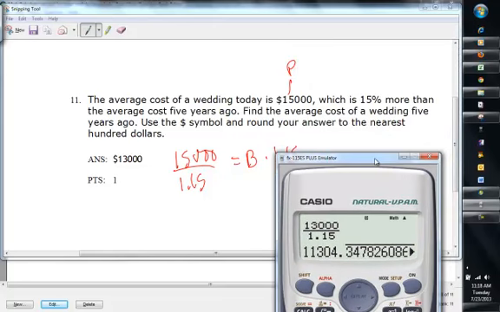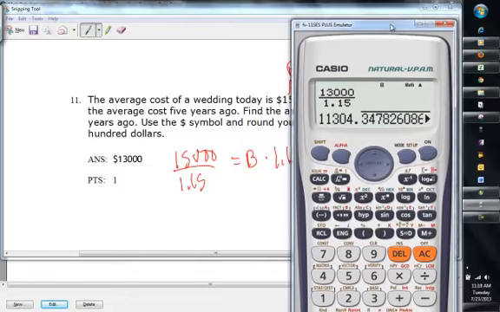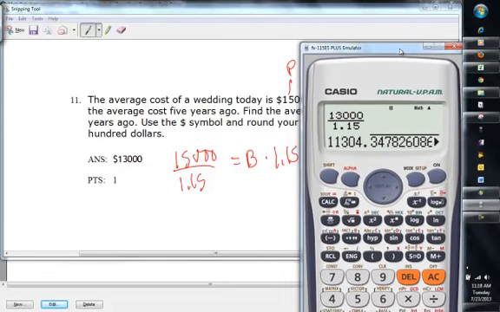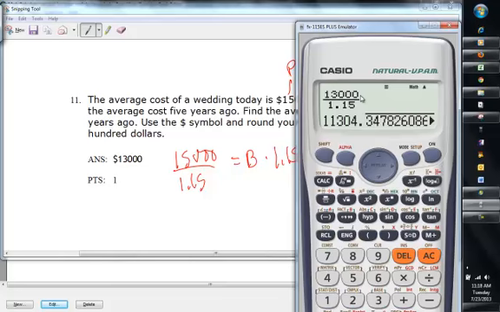This is 15% more than it was 5 years ago. Oh, it's 15,000. I put in 13,000 by mistake. 15,000 over 1.15 is $13,043.47, which rounded to the nearest hundred, the 43 is going to go away, so you're left with $13,000.